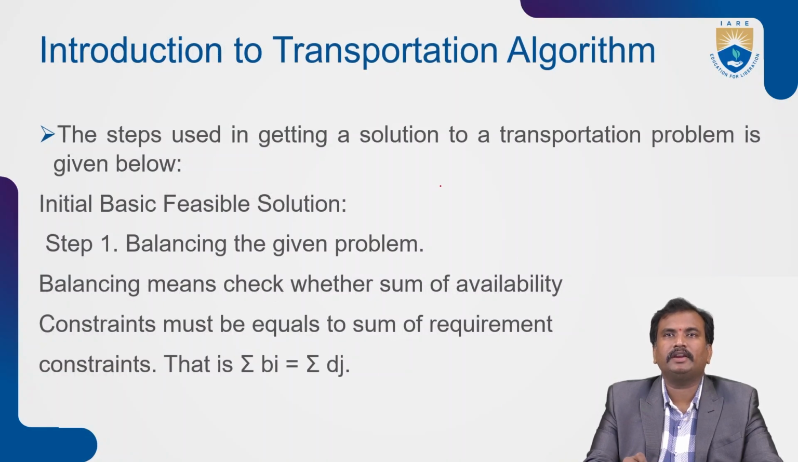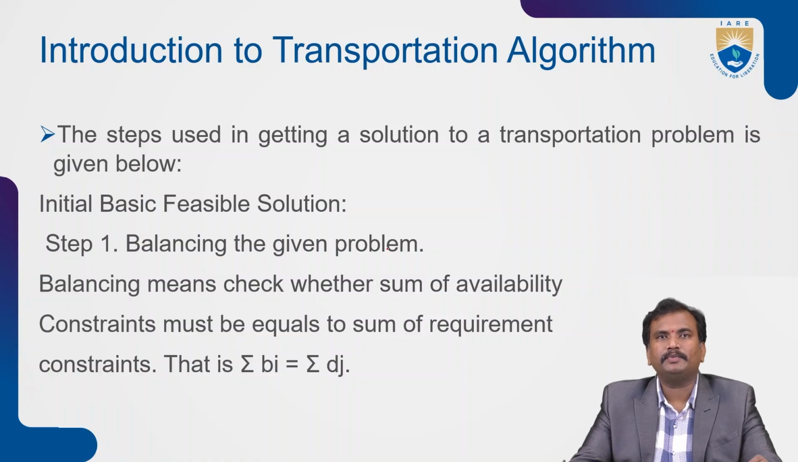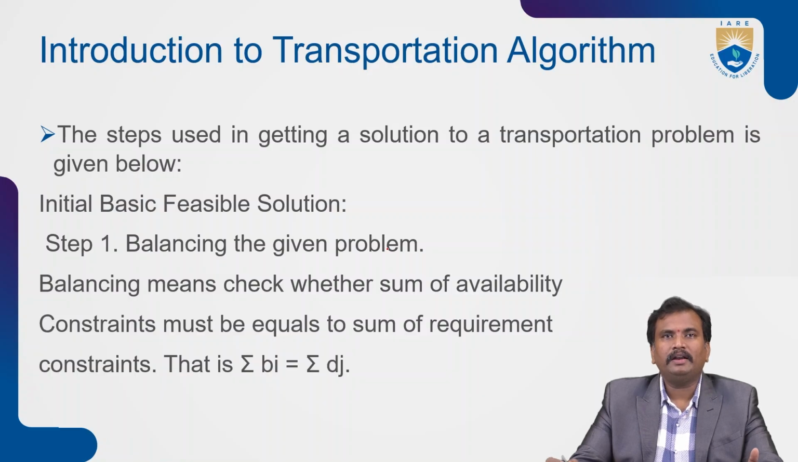The steps used in getting a solution to a transportation problem are given below. The first one is balancing the given problem. In the transportation algorithm, we have several steps. Let us discuss those steps in order to solve the transportation problem. So the first one is we need to find the initial basic feasible solution.